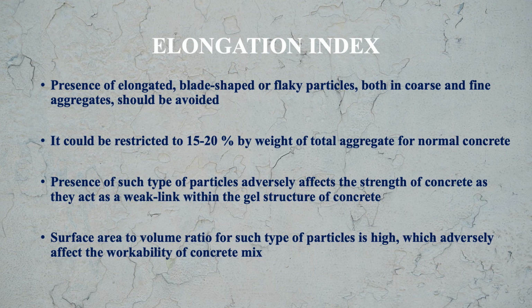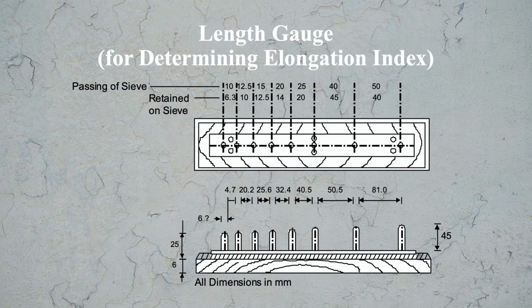What is the effect basically? The presence of such types of particles adversely affects the strength of concrete, as they act as a weak link within the gel structure of the concrete. The surface area to volume ratio for such particles is high, which adversely affects the workability of the concrete mix also. Now you see here the length gauge for determining the elongation index.